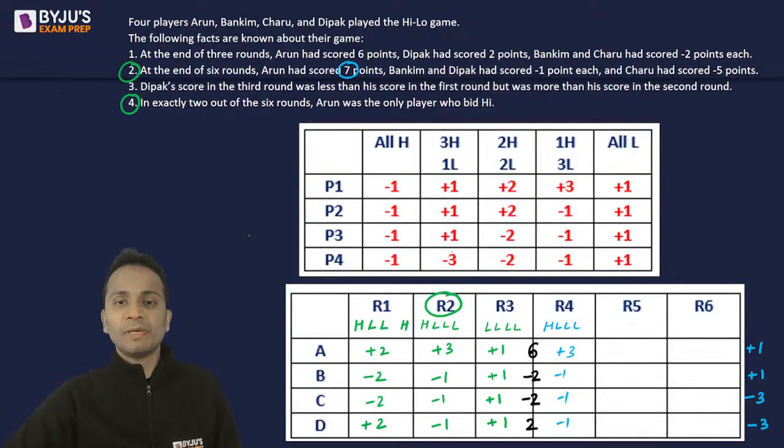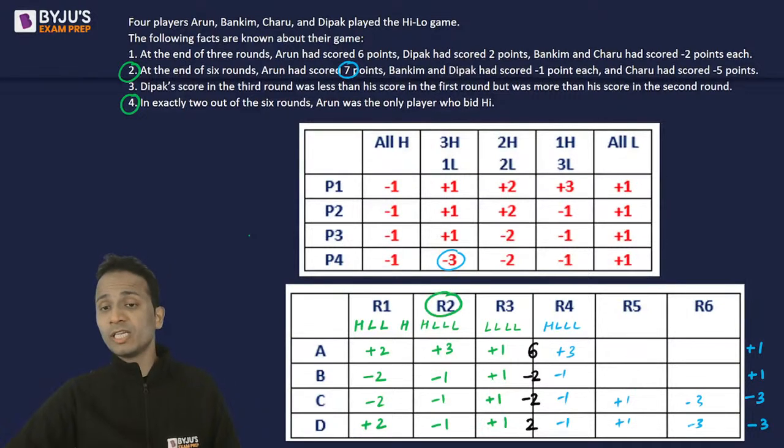So where is -3? -3 is here. Now, if I use -3 here for Arun, then for the others I'll have to use +1, +1, +1. Now, if +1 goes with them, they will have to get -3 in 2 rounds. Okay.